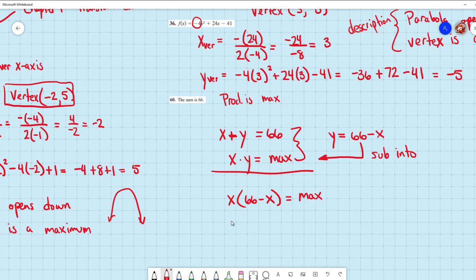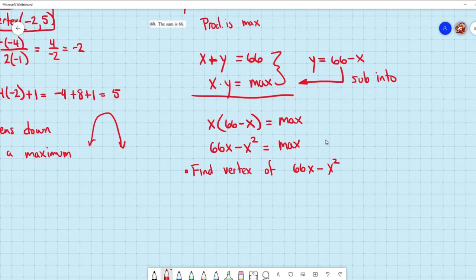I'll multiply here. So this is going to say 66x minus x squared is a maximum. Well, this is a quadratic. It's a parabola. And as we just finished learning in this chapter, what does it mean when I say maximum of a parabola? That's just another way of saying find the vertex. So we're going to find the vertex of this parabola, because that's what we're asked to do. We've got to get the max.